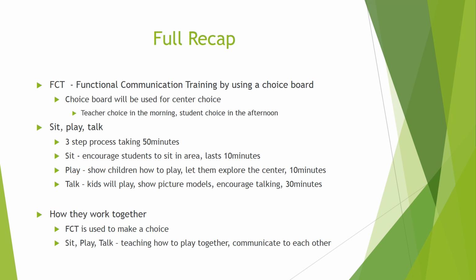To recap, we will be using functional communication training and the sit, play, talk method in order to teach your students how to use a functional communicative response in order to request items, making a choice using a choice board to make a choice to go to a center, while also encouraging students to sit in an area, teach them how to play appropriately with toys, and teach them how to communicate with one another. When used together, FCT will help students learn how to make a choice and request items appropriately using words, while sit, play, and talk will also teach them how to play together and communicate with each other.